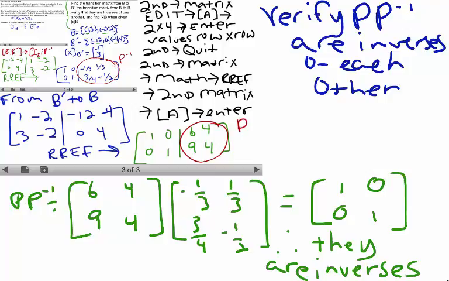I'm assuming by now that most of you know how to multiply two matrices. If you did want to use a graphing utility, you would simply enter matrix A as P and let P inverse be matrix B. Then you would type second matrix A times second matrix B and it would yield this result.